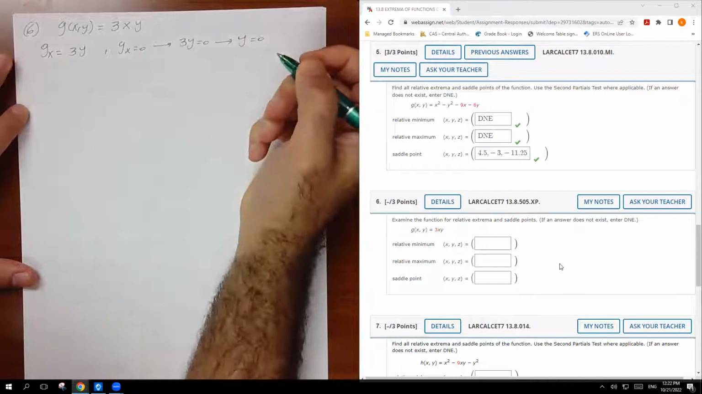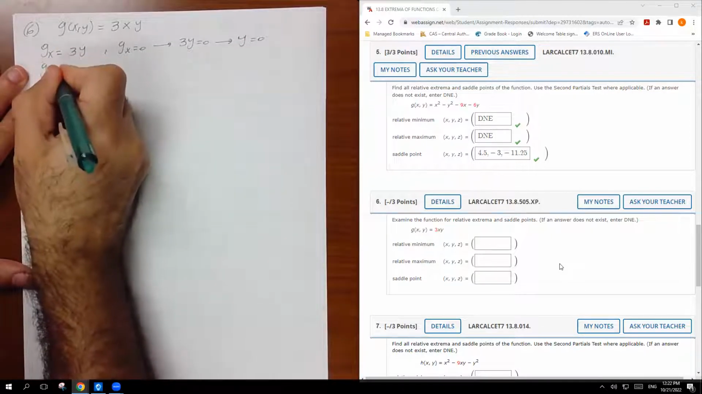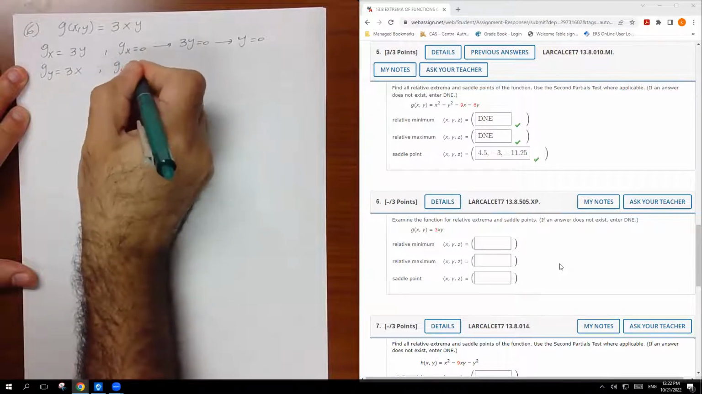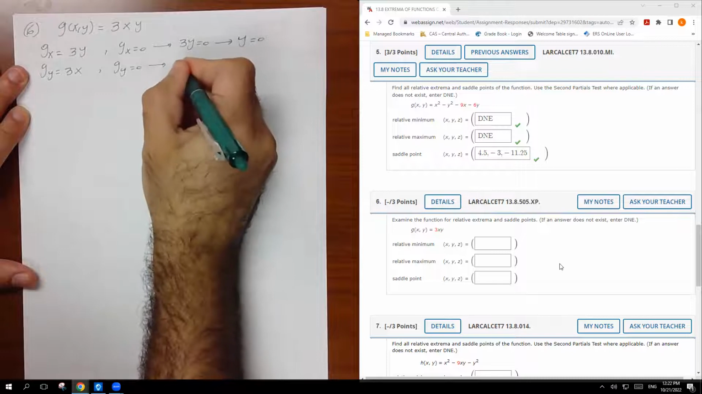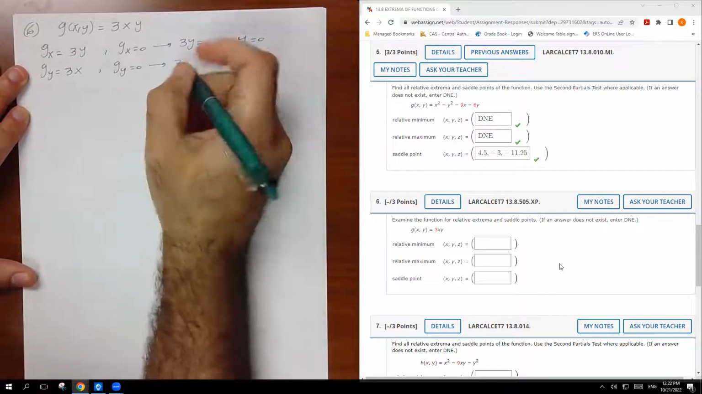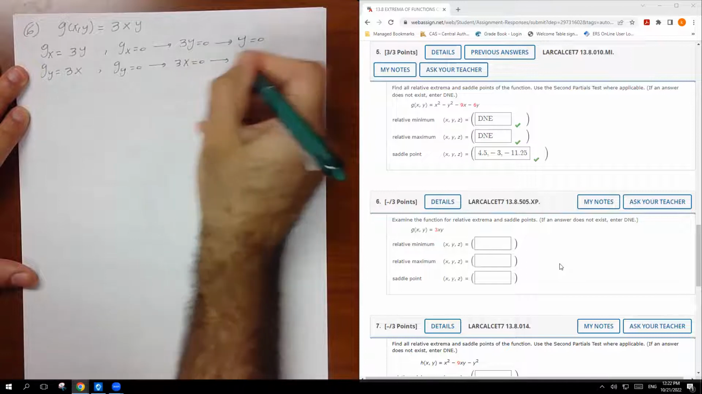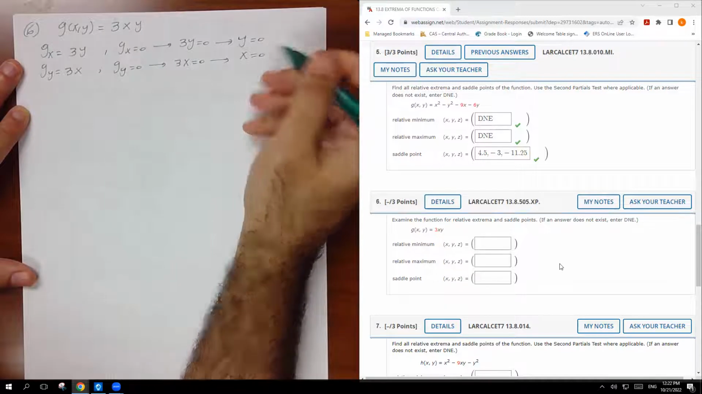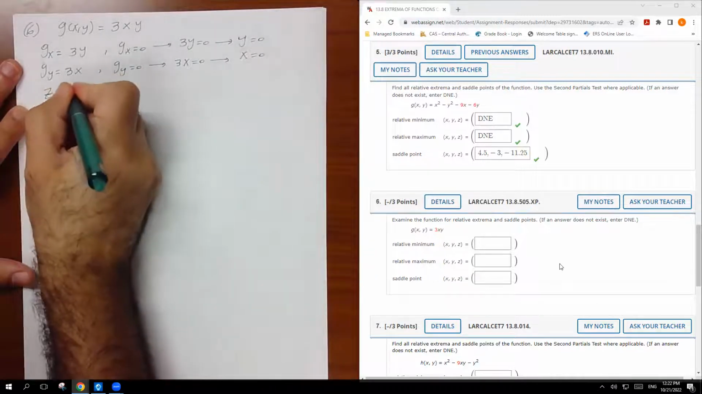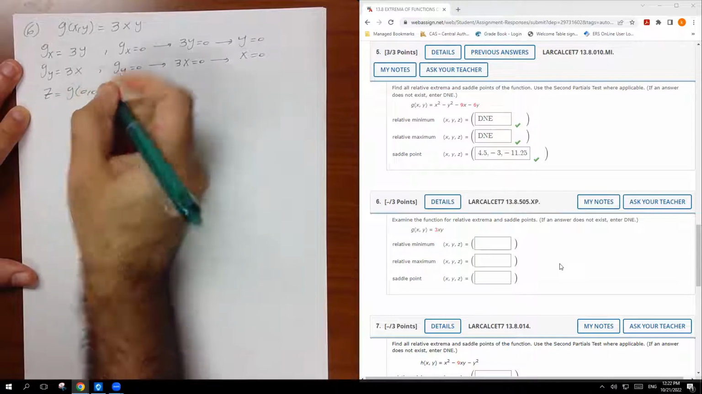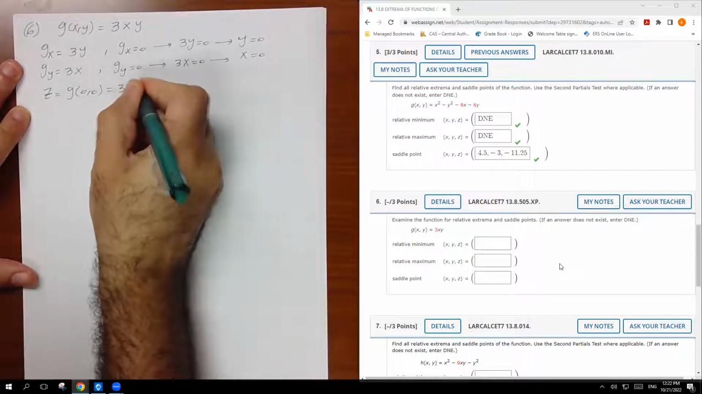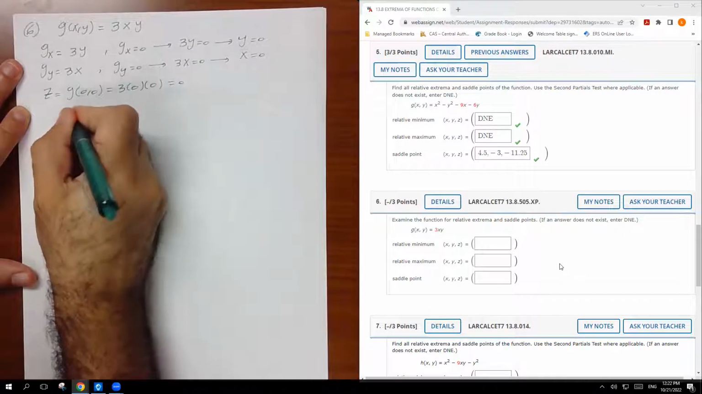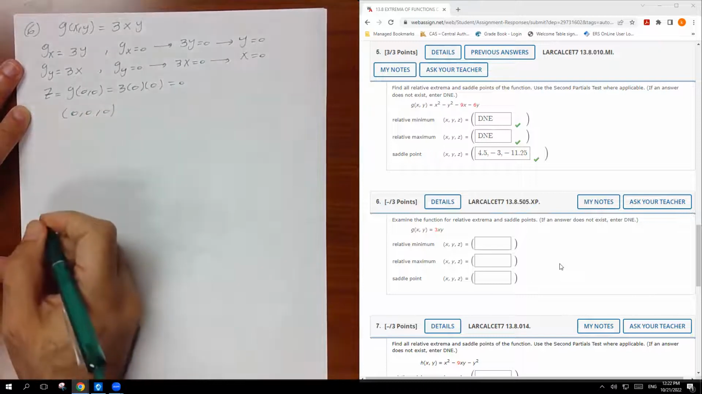to be equal 0. g sub y is going to be 3x, and set g sub y equals 0, that means 3x is going to be equal 0, so x is going to be equal 0. So we have x and y both zeros. That means our z, which is g of 0, 0, is going to be 3 times 0 times 0, which equals 0. That means our critical point is 0, 0, 0.